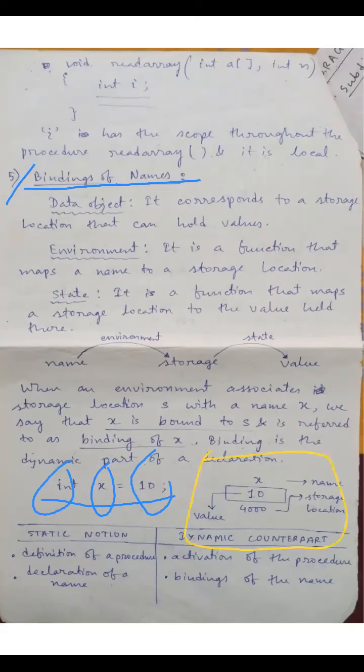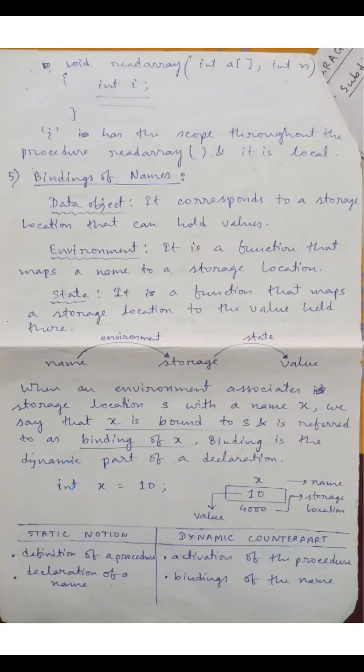Say x is the name of the variable, and this variable will be used as the name of the location. And say 4000 is the value of the location or address where this x will be stored, and 10 is the value of the variable. Okay, so here two terms: what is environment, what is state.